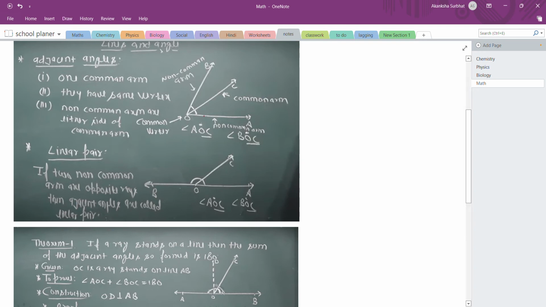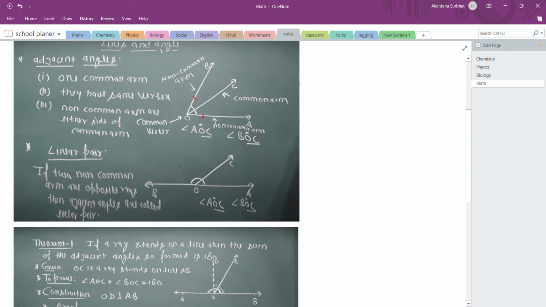So these right here are the non-common arms, and these two are always on either side of the common arm. They're here or they're here, either side. So if an angle possesses these three properties, it is said to be adjacent angles. Okay, now we're going to learn about the linear pair.